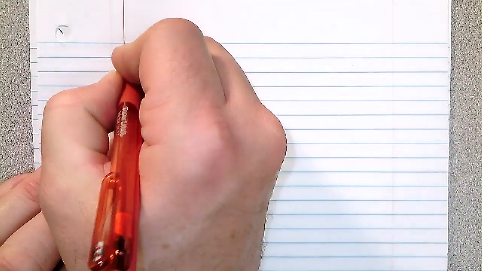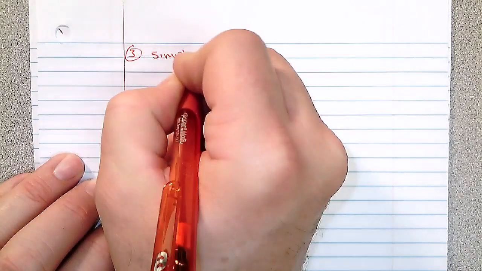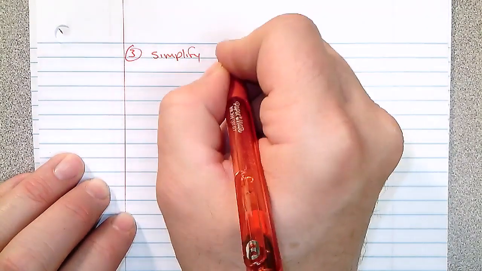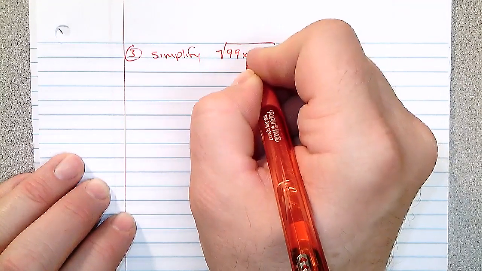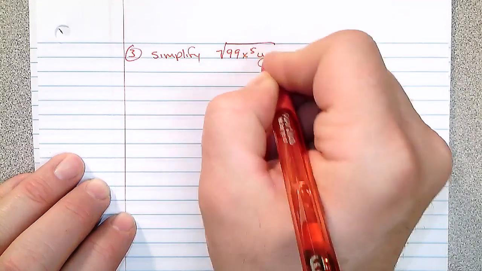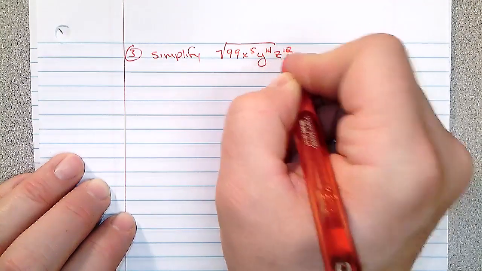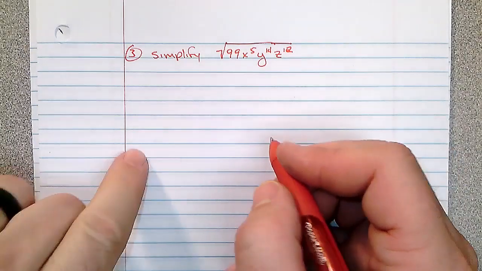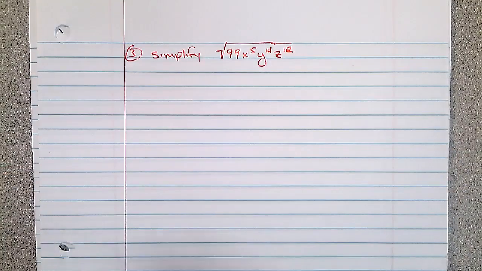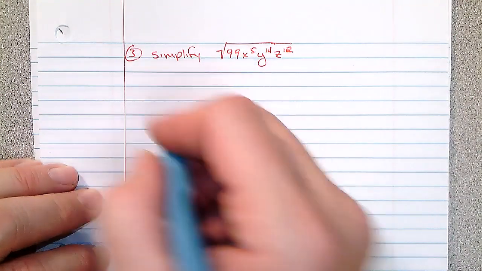So number 3 has us simplifying the square root of 99 x to the 5th, y to the 14th, z to the 12th. Yep, 12th. All right, so simplify. We want to get as much out as we can.